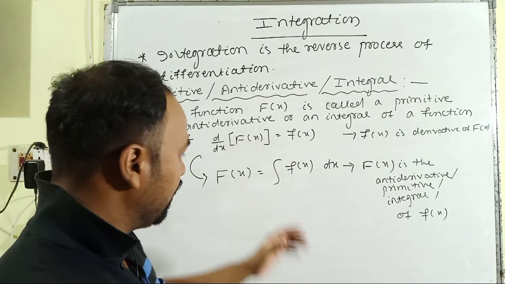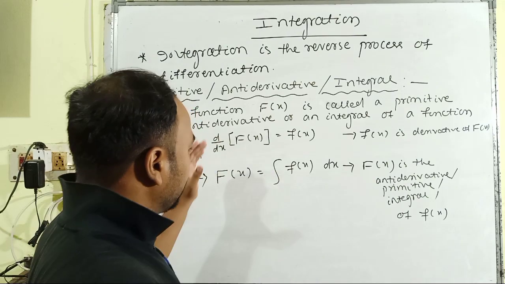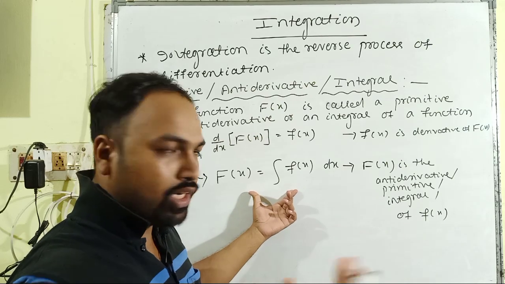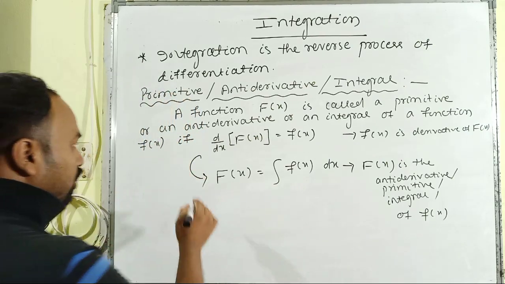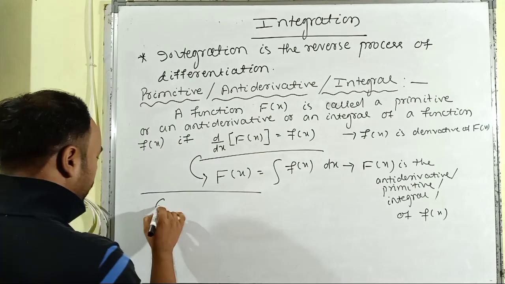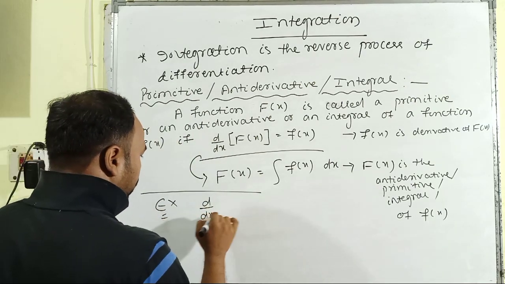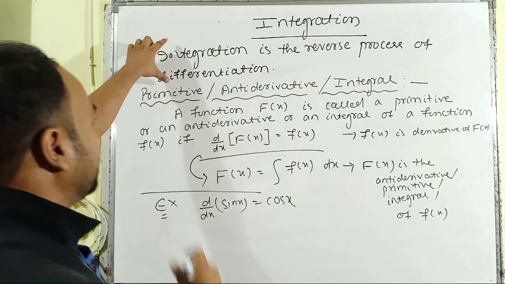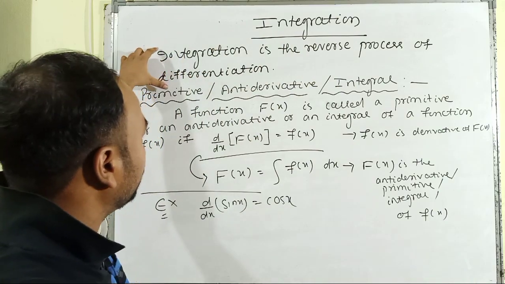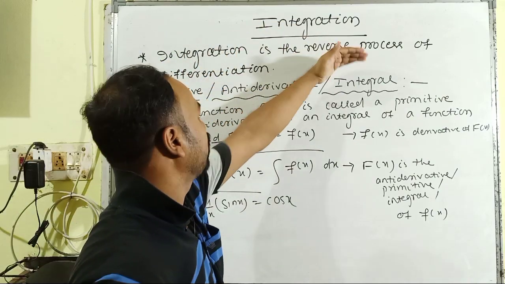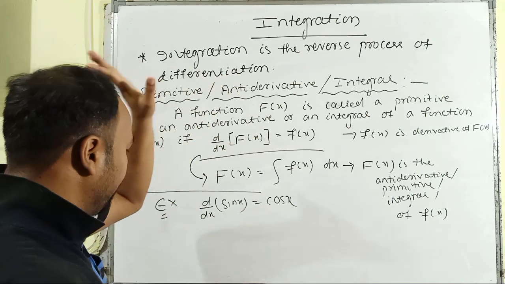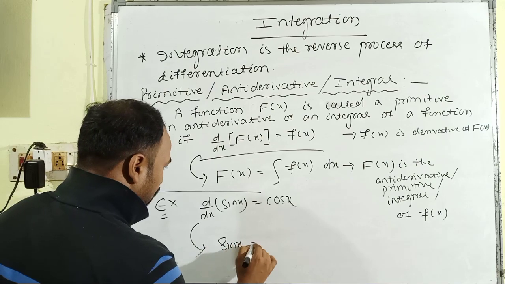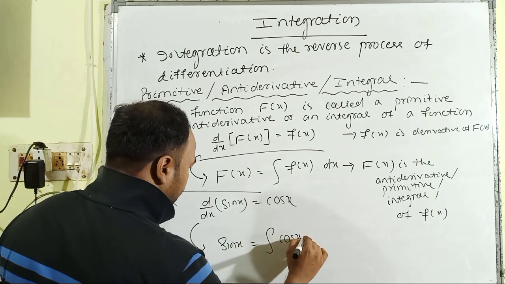But let me clarify that there is some more information about the topic or the process of integration, and we will study it later. But before that, let us make it clear by taking an example. Suppose the derivative of sin x is equal to cos x. Then by using this line, again we are going to the same definition: integration is the reverse process of differentiation. So by applying this we can have sin x equal to the integral of cos x with respect to x.